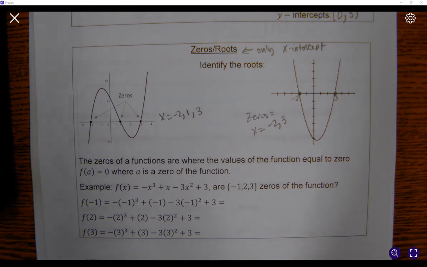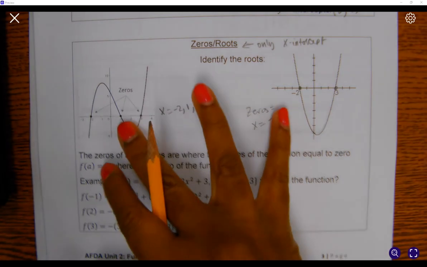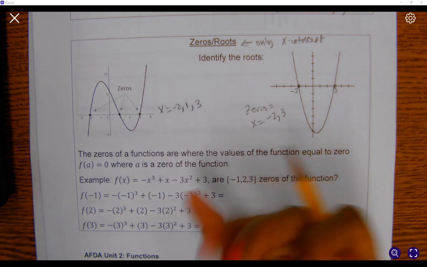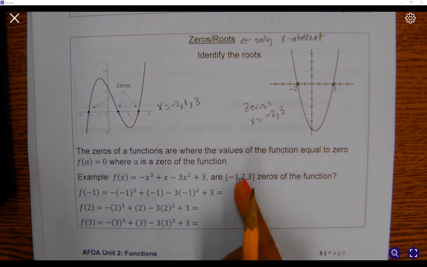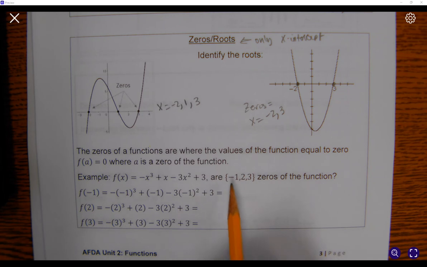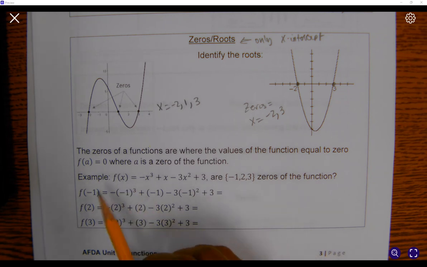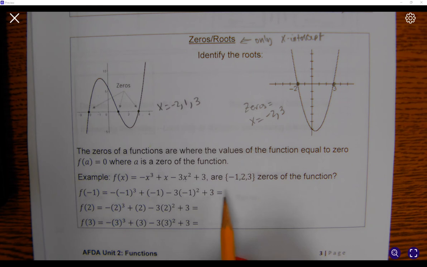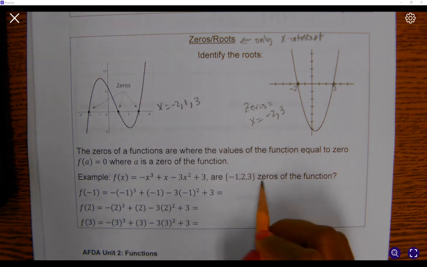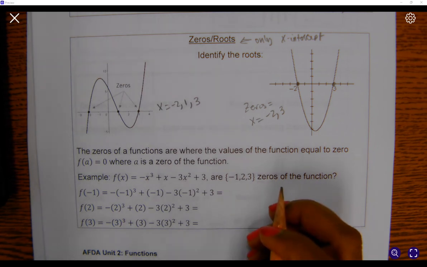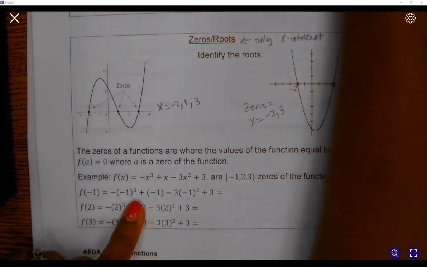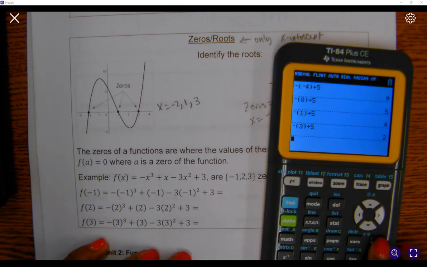Okay? All right. And then another way, when you're not given a graph, of course, when you're not given a graph, you're more than welcome to just graph it and see. But sometimes we ask you to check if these values are zeros of a function. To do that, what you do is you take each value, you plug it into your f of x, you plug it into your x's, and see if your answer comes out to be 0. If it comes out to be 0, then it's a zero of a function. If it comes out to be a number, then it is not a zero of a function. So on these ones, you would just check each one and see if it comes out to be 0.